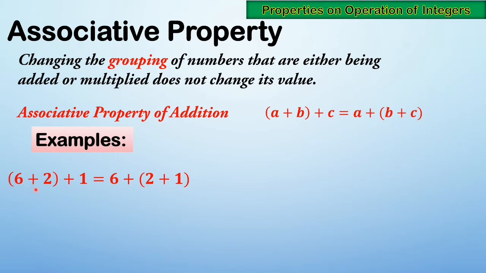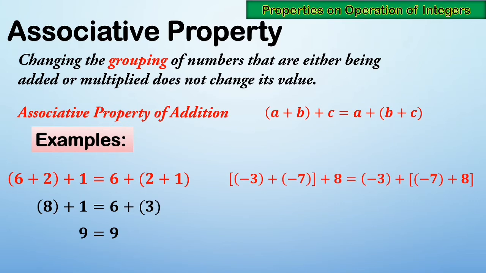Example, 2 plus 6 plus 1 is equal to 6 plus 2 plus 1. Ito, 6 plus 2 ang nakagrupo, sa kabila si 2 at saka si 1. Okay? 6 plus 2 is 8 plus 1. Then, copy natin, 6. 2 plus 1 is 3. Then, 8 plus 1 is 9. 6 plus 3 is 9.